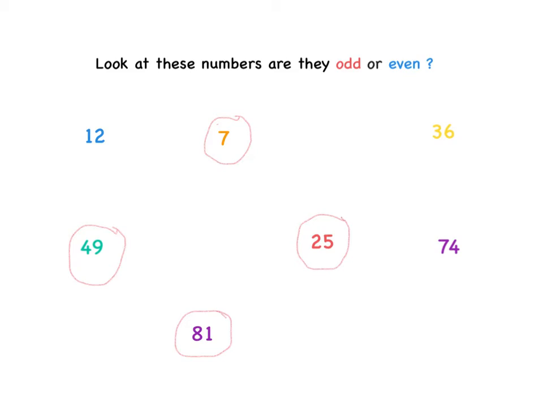Okay, you can see that we have number 12. 12 ends in a 2, so that means that number 12 is an even number. If we look over here at 36, 36 ends in a 6, so that means it's an even number. And 74 ends in a 4, so that also makes it an even number.